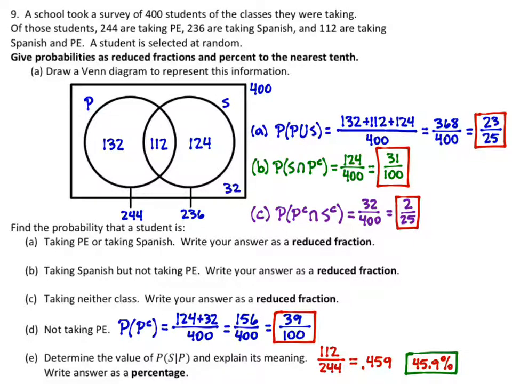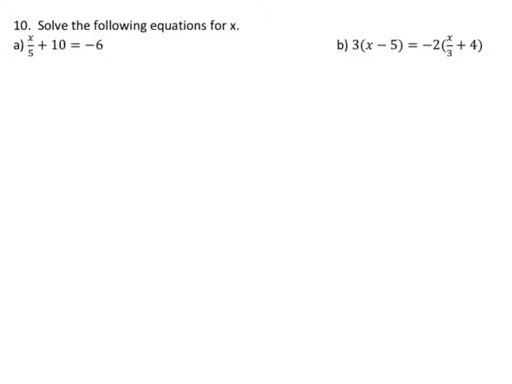Let's go ahead and go on to number 10. Number 10 is some review problems from Math 1. We're just solving for x here. And of course, there's a couple different ways of doing this. What I did was I subtracted 10 from both sides. So I got negative 16 on the one side. So x over 5 equals negative 16. And then I multiplied by 5 on both sides. So you end up with x equals negative 80. Another thing you could have done first is to multiply both sides by 5, but you got to make sure you distribute that 5. So you would have gotten x plus 50 equals negative 30, and then we would have subtracted the 50 from both sides.